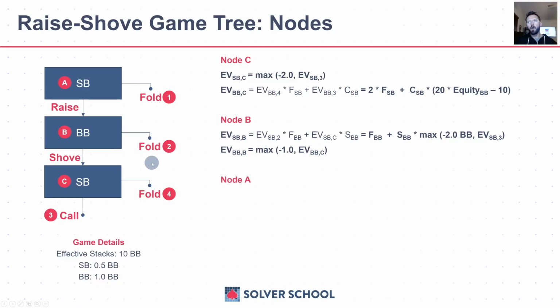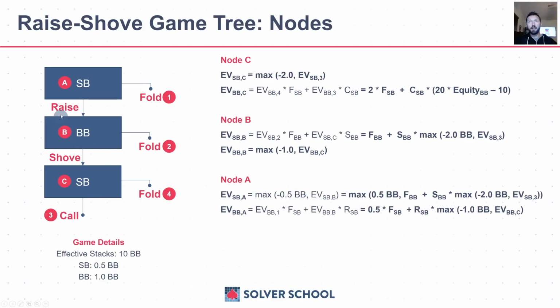And then finally, working our way up to node A, the EV of the small blind at node A is going to be the maximum of half a blind, losing half a blind, or the EV of the small blind at point B, which we can then plug in this value. And you see we have kind of a nested max statement here, and that's because the small blind here has 2 decision points. So the small blind's decision point up here is also going to tie to the small blind's decision point down here. And we can start seeing where the complexity comes into play in a lot of these game trees.